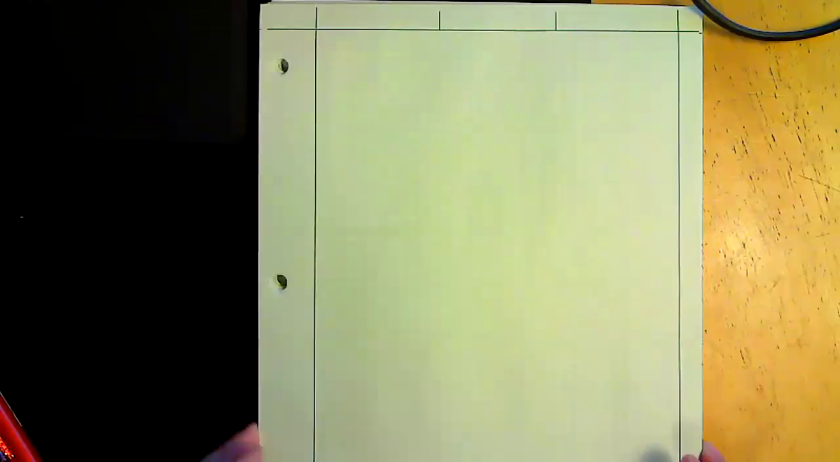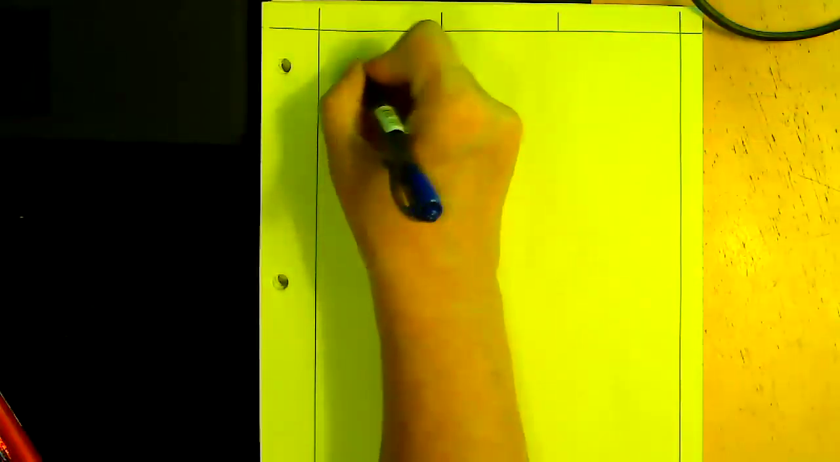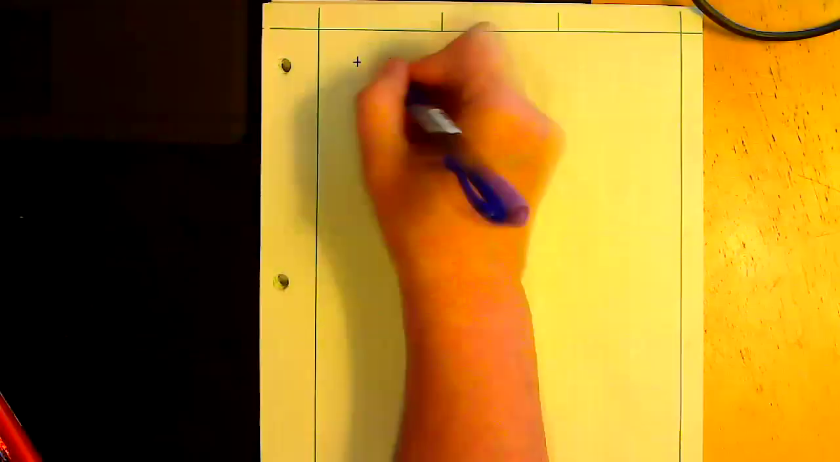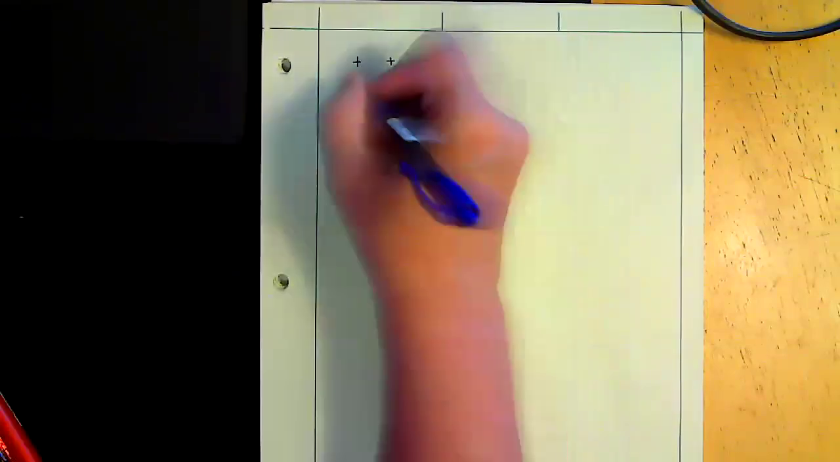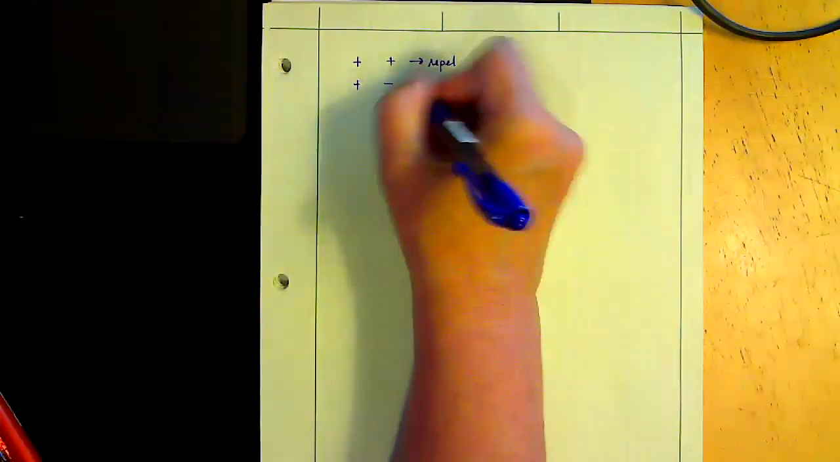So we've finished this chapter now, and I'm going to do a real quick couple of summaries here. One is that like charges are going to repel. Unlike charges are going to attract.